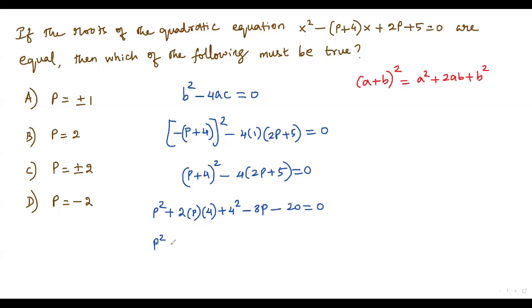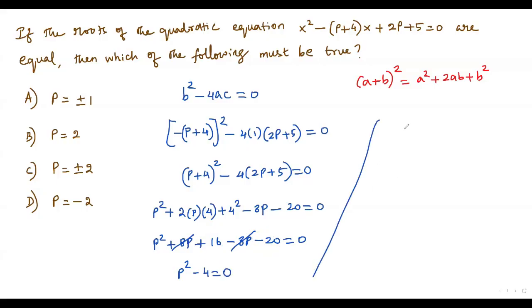Then I'm getting p² plus, when I multiply 2p and 4, I'm getting 8p. That is, 2 times 4 is 8, and 8 times p is positive 8p. Positive, the value of 4² is 16. Then −8p, −20 equals 0. Here the positive 8p and negative 8p will cancel out. Then I'm getting p². When I combine the positive 16 and negative 20, I'm getting −4, equals 0.